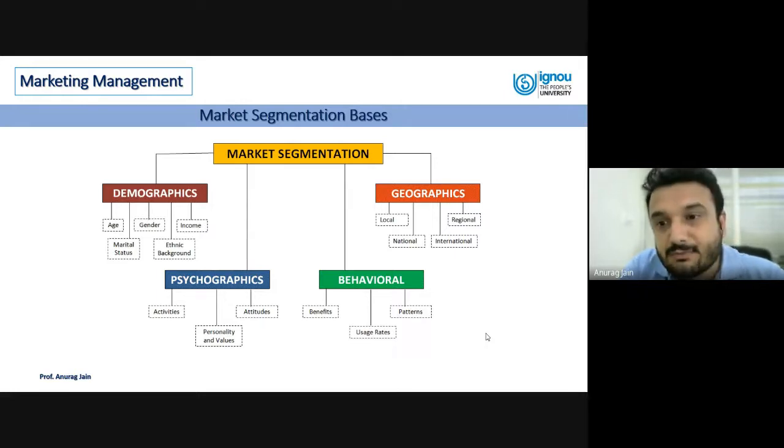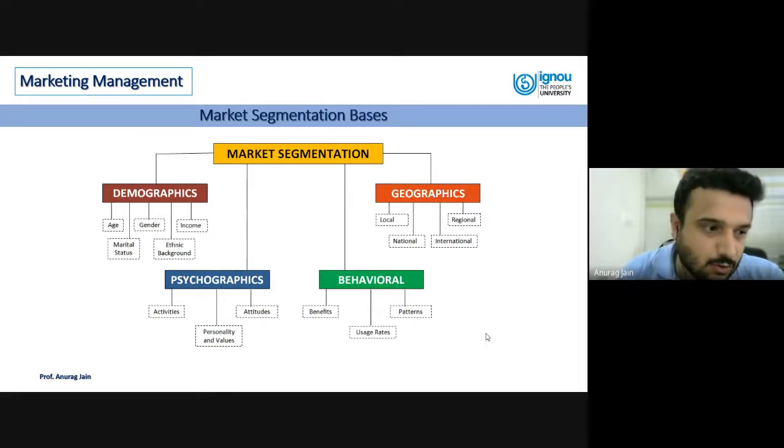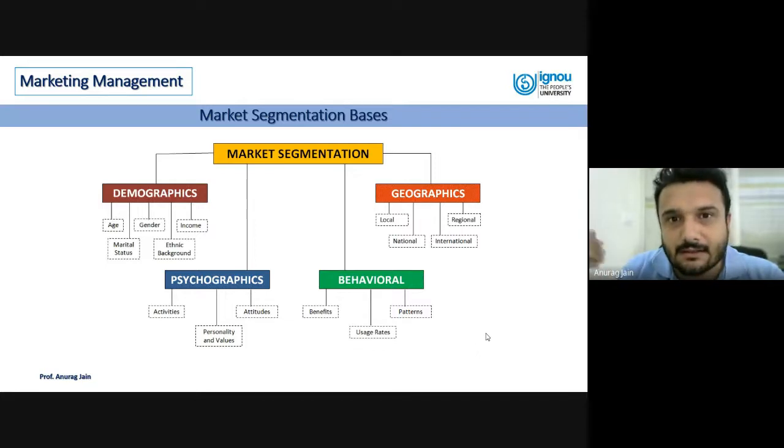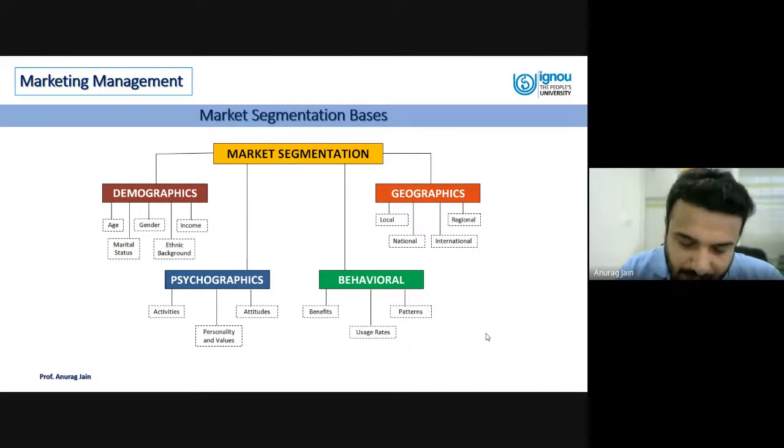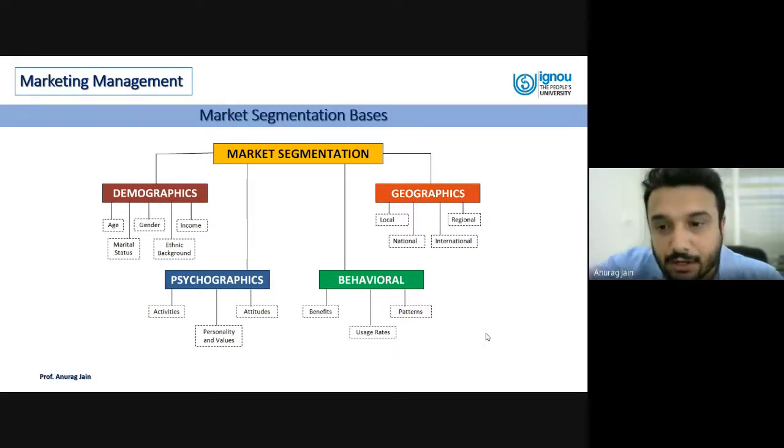Last but not least is geographics. And why geographics? Because a person living in a northern area of a country has very different buying habits and very different needs as compared to a person living in the south. And similarly, it may vary from a local level to a regional level, and from a national level to an international level.